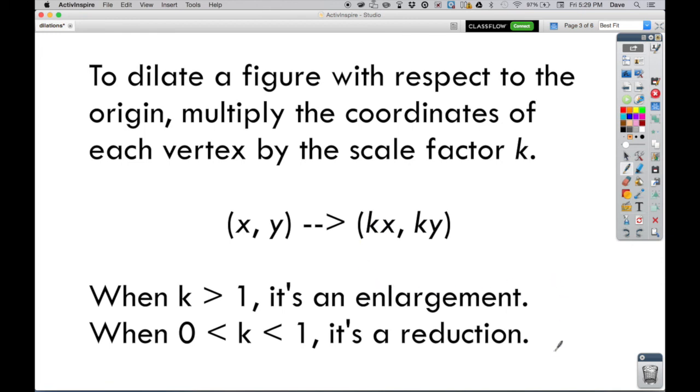And that leads us down to this small note here, but it's an important one: when that scale factor is bigger than 1, it's going to be an enlargement. So if it's 1.2, 2, 200, you know it's going to be an enlargement because the scale factor is larger than 1. But then anytime that scale factor is somewhere between 0 and 1, some fraction, then it's going to be a reduction. 1/2, 1/4, 2/3. It's going to make the object smaller. All right, so let's take a look at a few examples.